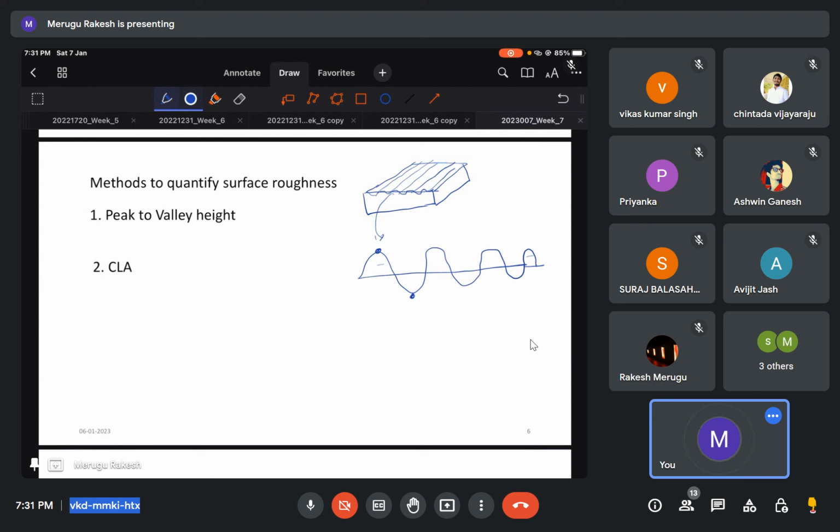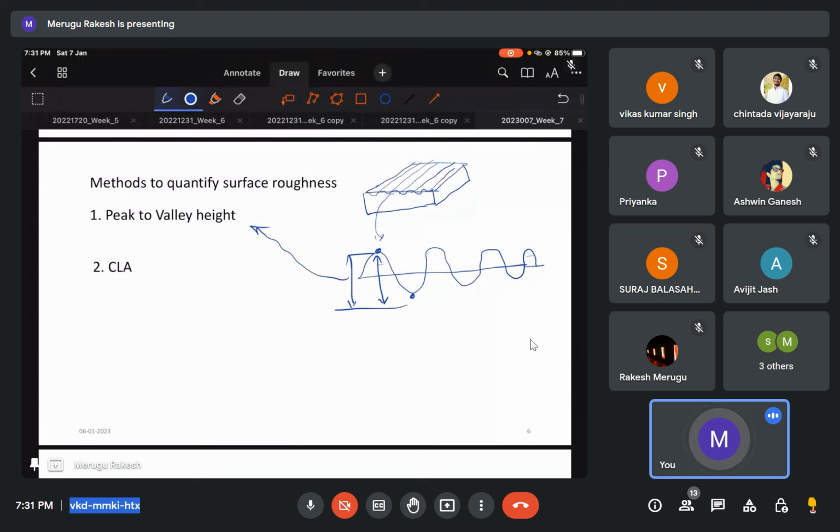So there are certain methods to quantify this surface roughness. Now the first method that I want to discuss is the peak to valley height. It is nothing but this distance, the peak to valley height.